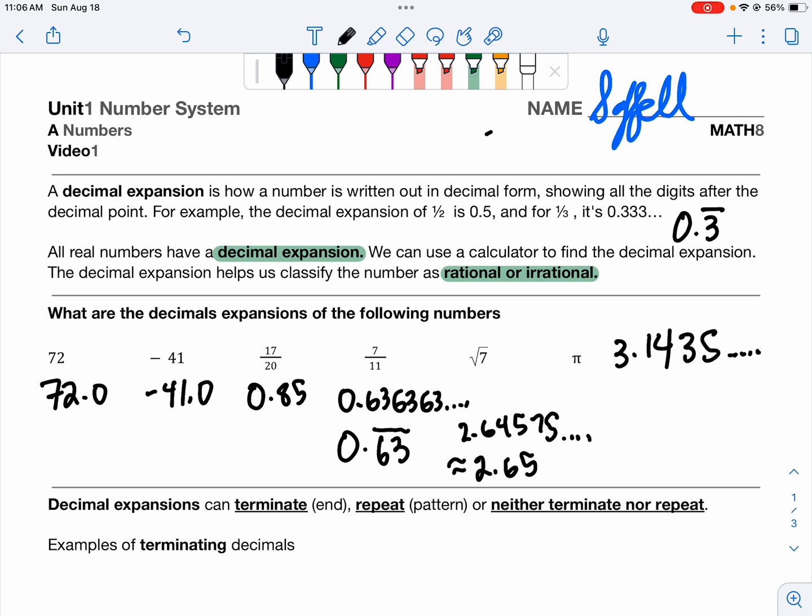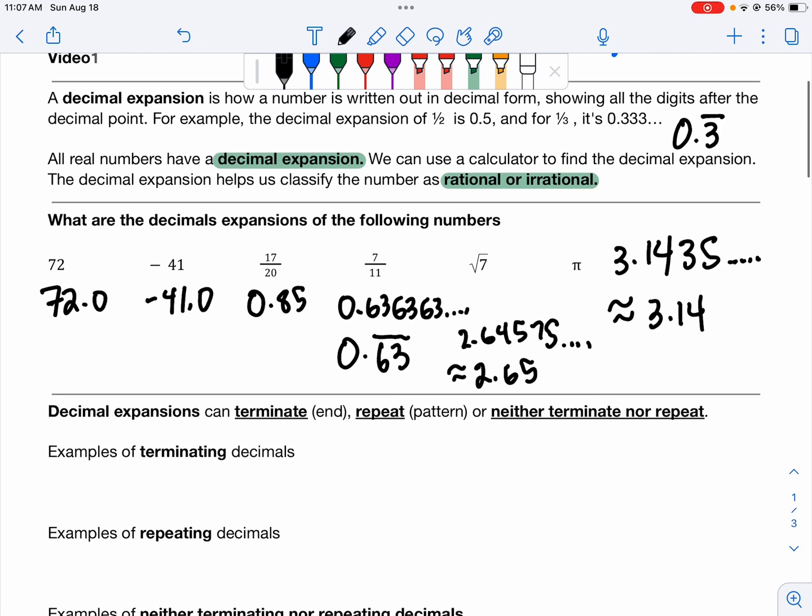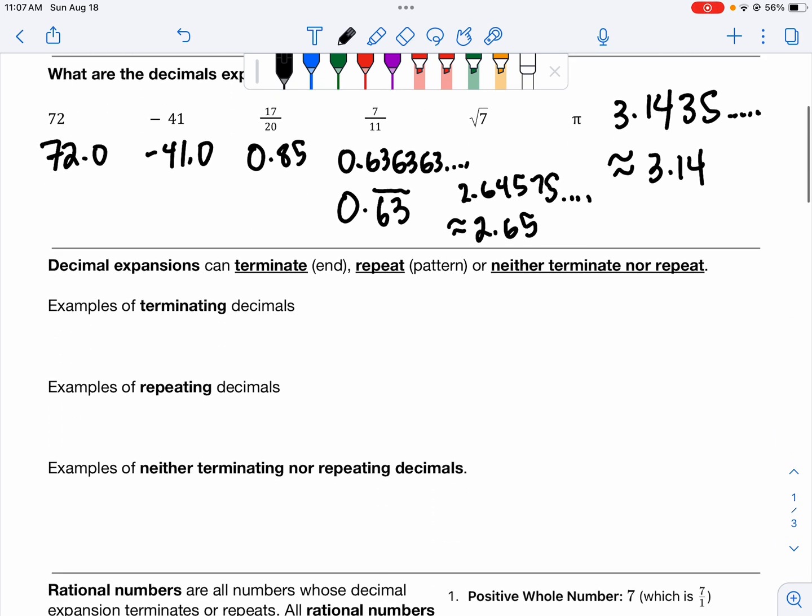3.1435... We round that to about 3.14. All right, so that is how we create a decimal expansion. We go to our calculator, we type it in, our calculator gives it to us, and then we interpret that. All right, now, there are types of decimal expansions. Decimal expansions can do the following 3 things.